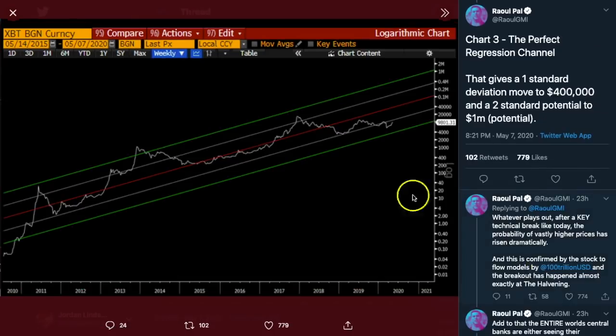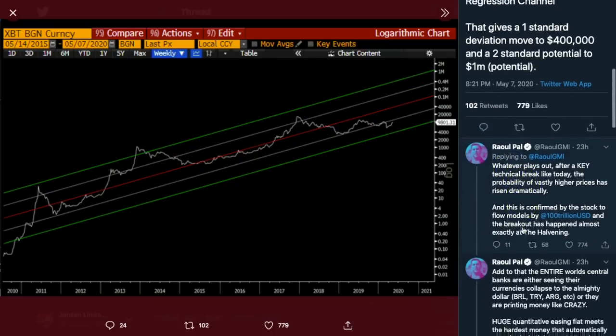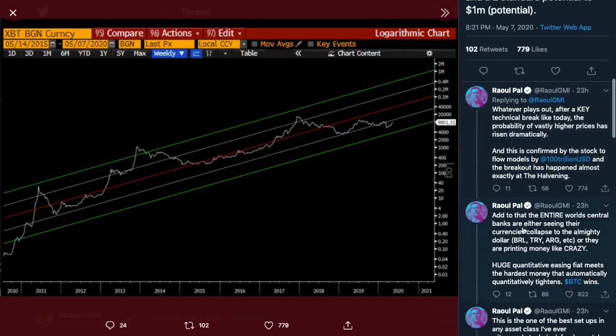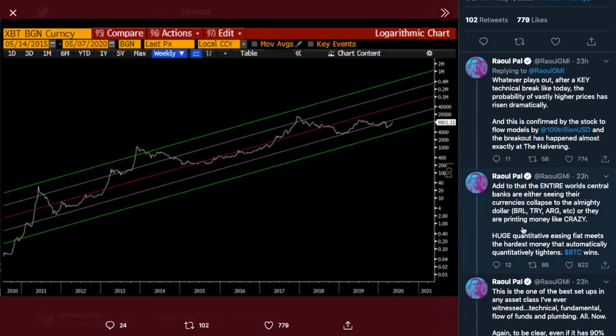Let's take a look at this. This is a perfect regression channel. This gives a one standard deviation move to $40,000 and a two standard deviation potential to $1 million. All right. Now, he goes on to say that whatever plays out after a key technical break, the probability of vastly higher prices has risen dramatically. He talks about this being confirmed by Plan B's stock to flow model.